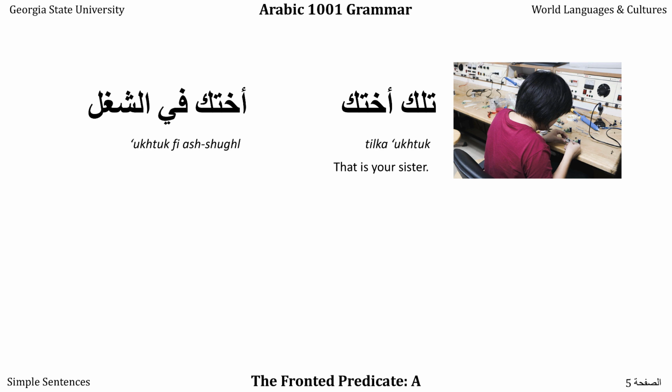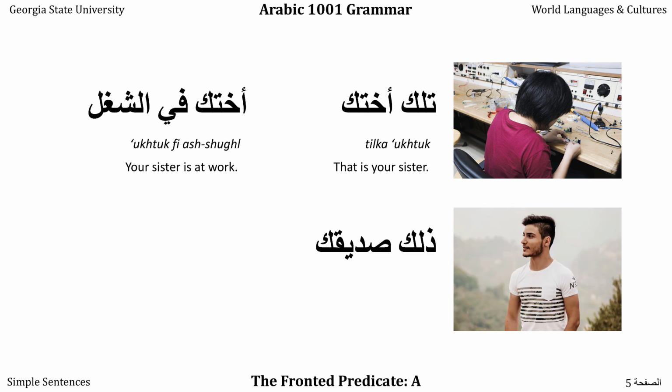Ukhtuk fish shughul. Shughul is a new word, work or job. If we put the preposition fi, in or at or within, before it, we get fish shughul. Notice that we run them together. We don't say fi al-shughul, we don't say fi ash-shughul, we say fish shughul, and that means your sister is at work.